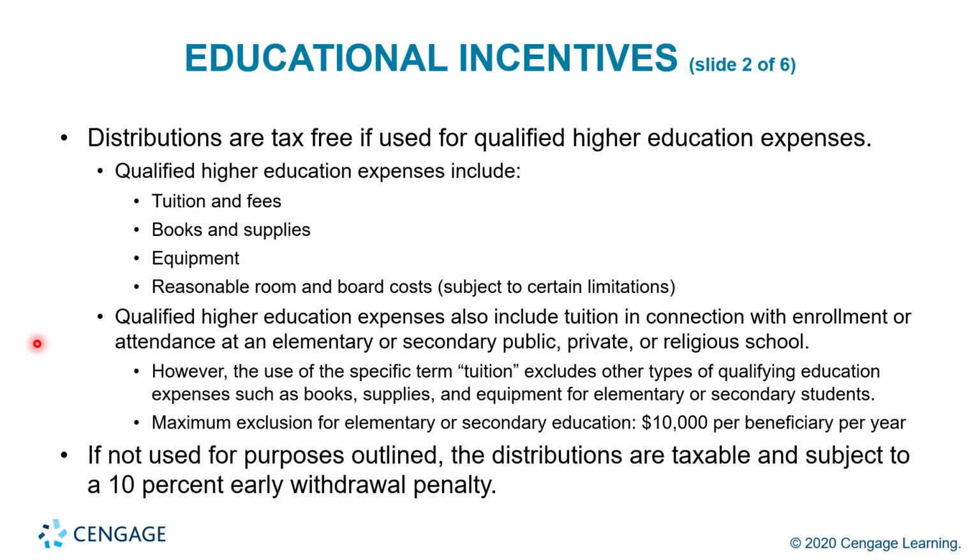Qualified higher education expenses also include tuition in connection with enrollment or attendance at an elementary or secondary public, private, or religious school. However, the use of the specific term tuition excludes other types of qualifying education expenses, such as books, supplies, and equipment for elementary and secondary students. Maximum exclusion for elementary and secondary education is $10,000 per beneficiary per year. If not used for this purpose outlined, distributions are taxable and subject to a 10% early withdrawal penalty.